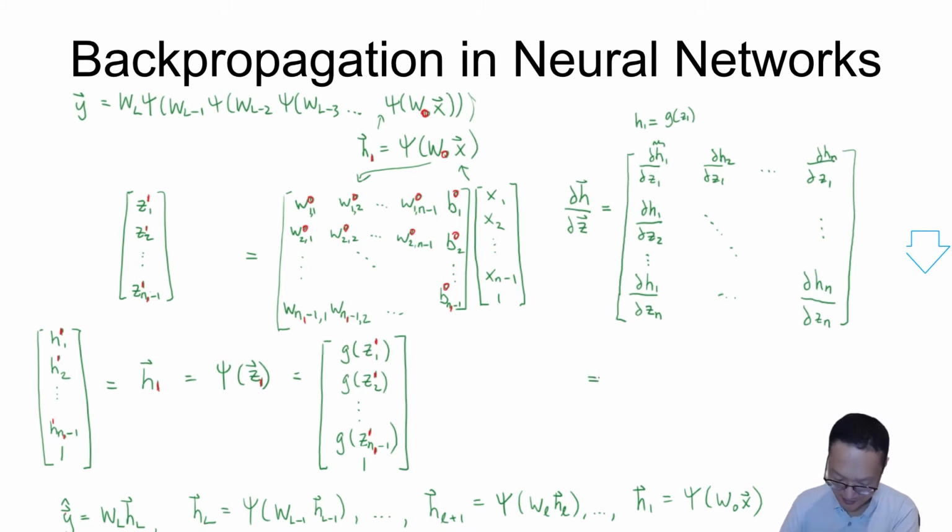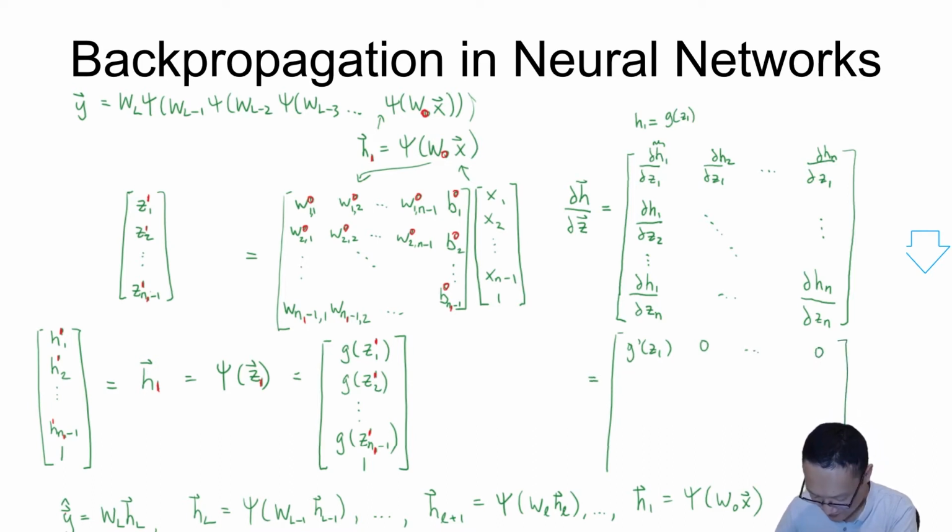So we can do each of these partial derivatives. So partial H1, partial Z1, that's just going to give us G prime of Z1. Because G is the activation function. We're not really saying what exactly it is. It could be ReLU, it could be tanh. But we know what the derivative of G is because we picked the activation function. So this is something known. Okay, so next we're going to take the partial derivative of the second component with respect to Z1. But then the second component only involves Z2. So that's going to be zero. And similarly, all the other components of H will not depend on Z1. So we're just going to get all zeros for the rest of the first row.